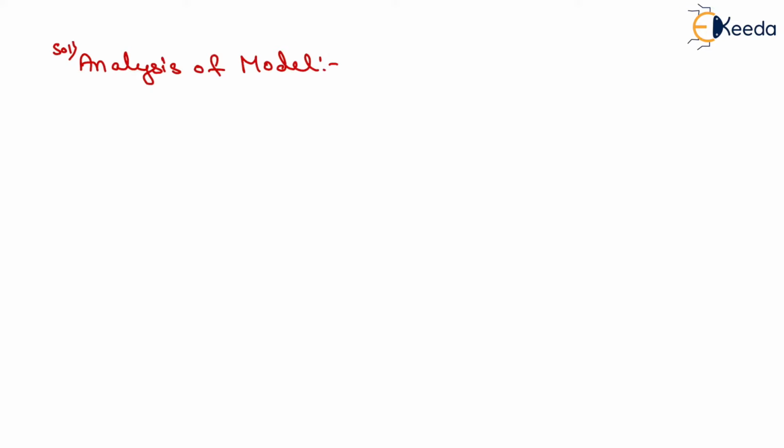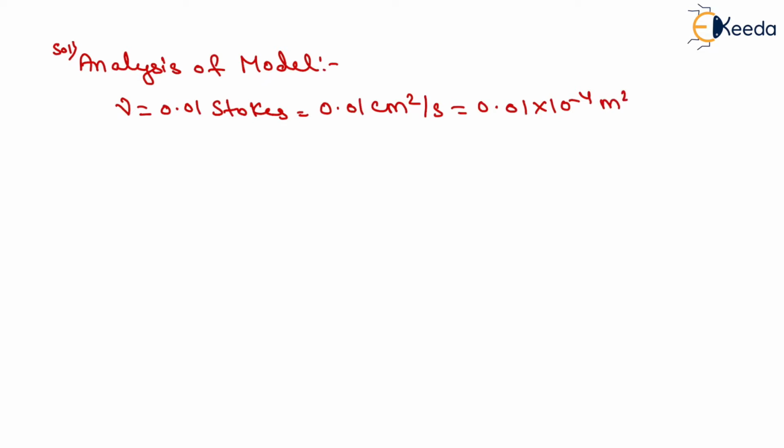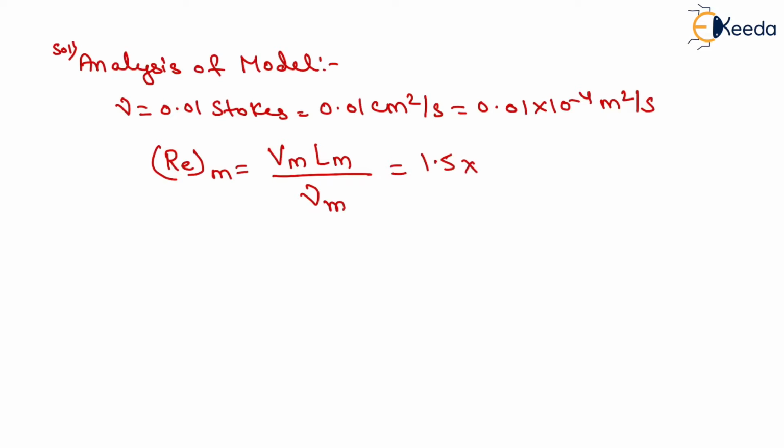So kinematic viscosity nu will be equal to 0.01 Stokes, or we can say 0.01 centimeter square per second, or it will be equal to 0.01 into 10 to the power minus 4 meter square per second. Now Reynolds number for model will be equal to velocity of model into length of model upon kinematic viscosity. So it will be equal to 1.5 into 8 upon 1 into 10 to the power minus 6. On solving this, we will have 12 into 10 to the power 6.